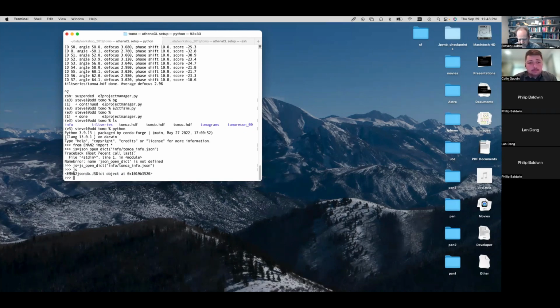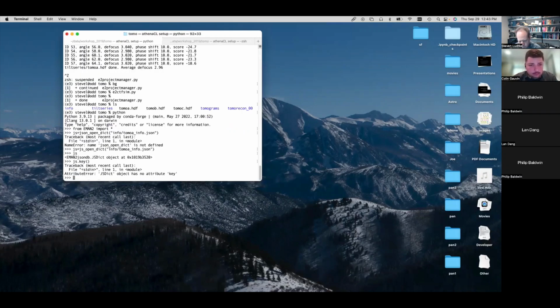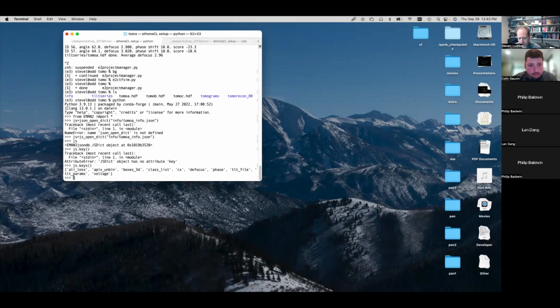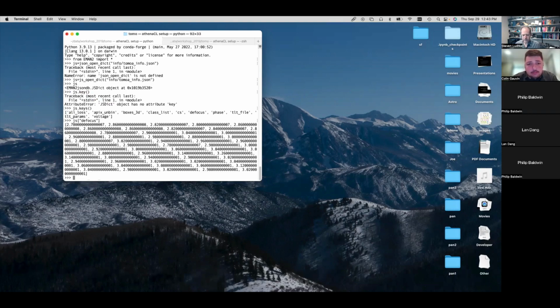And then JS is one of these dictionary-like objects. And we can see the keys, and the keys will include all that stuff we saw in the browser. So if we say JS defocus, there's your list of all of the defocus values for that particular tomogram.